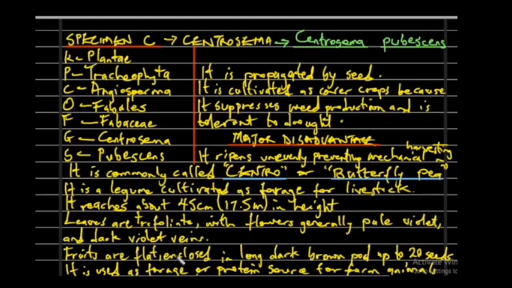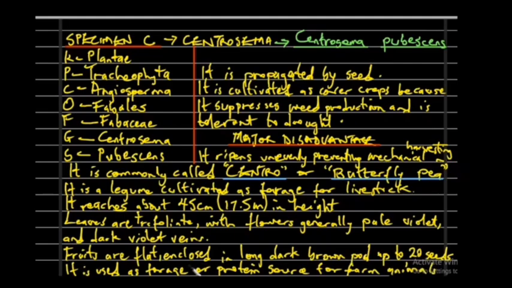The fruits are flattened. They are flat, and they are enclosed in long dark brown pods when they are ripe. When the pods are ripe, then they become dark brown. But at the inception, when it is just newly formed and not yet ripe, it looks greenish in color. Each pod can house up to 20 seeds.